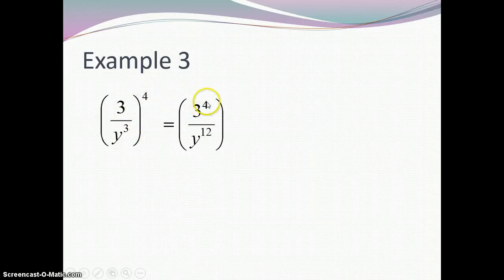Alright, so let's take a look at example 3. Here's 3 over y cubed to the 4th power. This 4, I'm going to hit every one of these with the 4 exponent. So I get 3 to the 4th, and then y cubed to the 4th power. 4 times 3 is 12, so we're still multiplying these powers, just like the power to power rule. 3 to the 4th is 81. Y to the 12th can't simplify, so we are done with that problem.